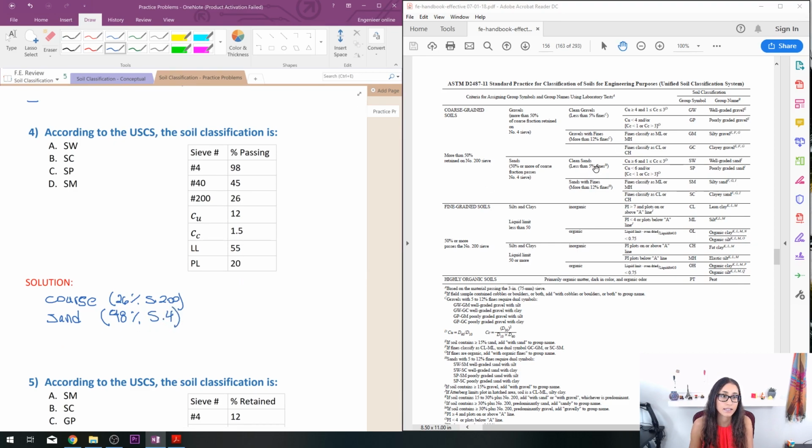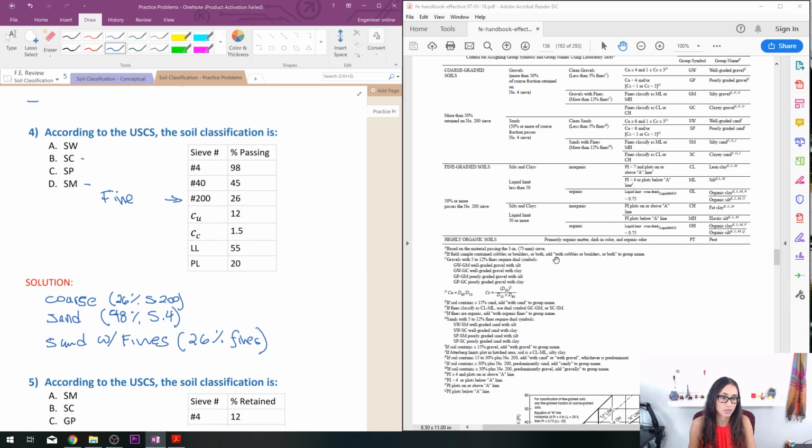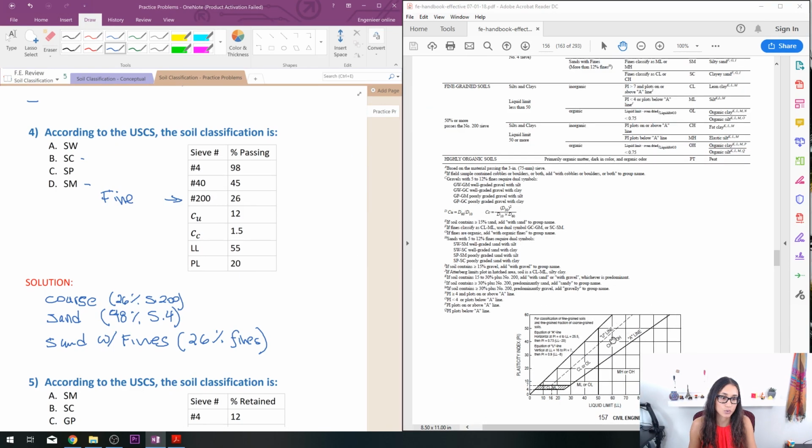Now after that, again, I need to define my fines. This is your fine fraction, which is the percentage passing sieve 200, so that's going to be 26. Again, it's more than 12%, so I have sand with fines. Because I have 26% fines, it's going to be either SM or SC. It's similar to earlier. Now we're going to come to the chart.